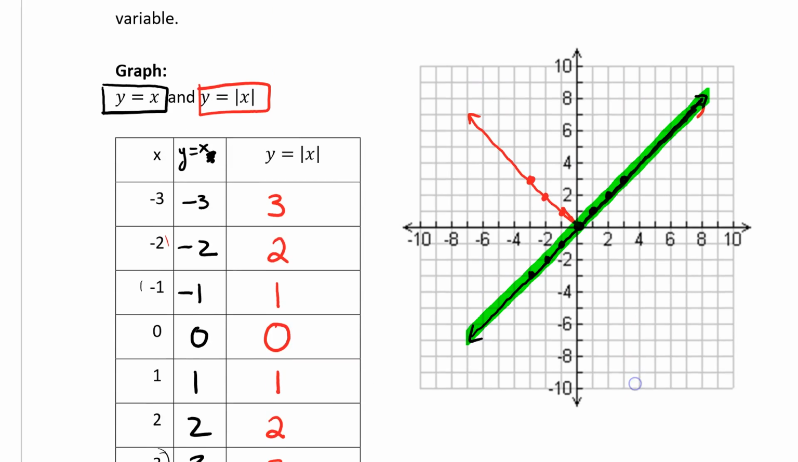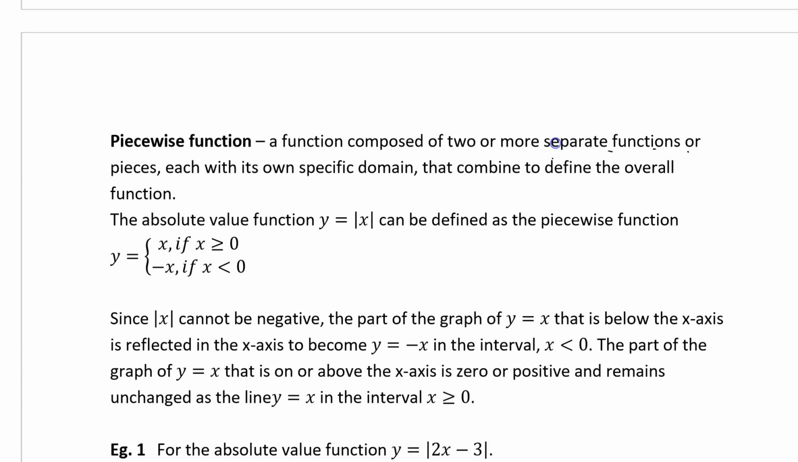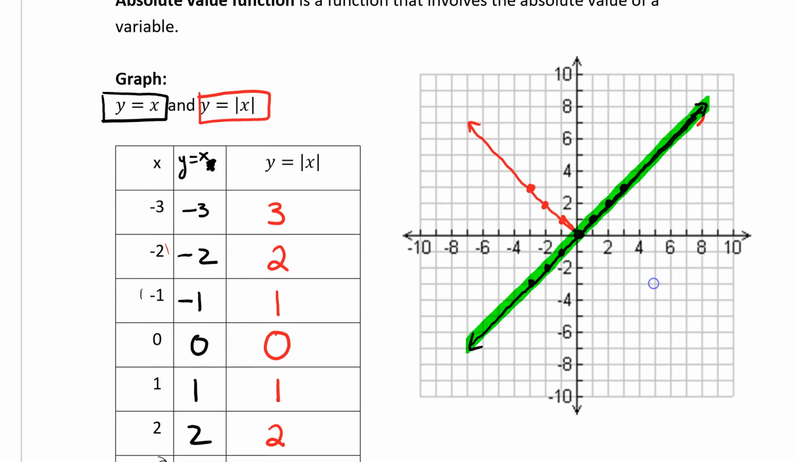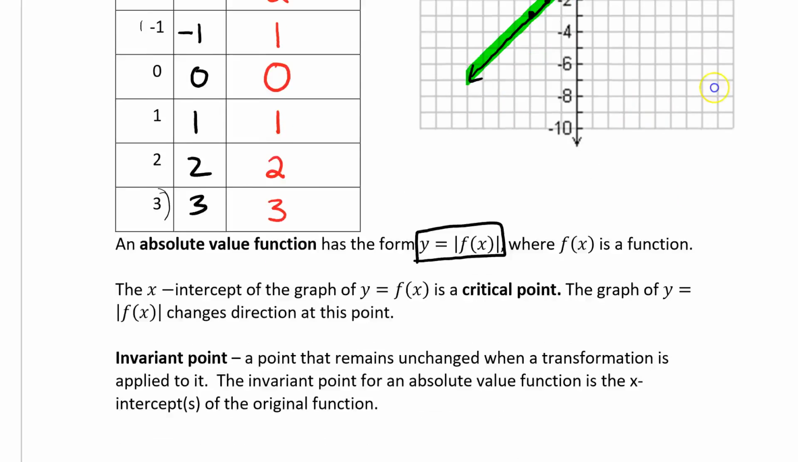So go back up to here. Yes, it's the line y equals x if x is greater than 0. But when x is less than 0, then it is negative x. So if x is less than 0, we have this right here. When we're talking about y equals mx plus b, the b value is 0 and the slope is negative 1. Okay, so that's how we get the negative x.